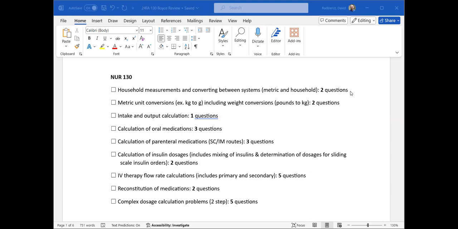Good. So your 130 test is very similar to the 110 test. The exception is going to be the introduction to these IV therapy flow rate calculations, because that's something you have not done yet. So this is kind of the new thing. Everything else I believe you've seen already, as far as all the questions that you should have had in 110, with the addition of what's called a complex problem.